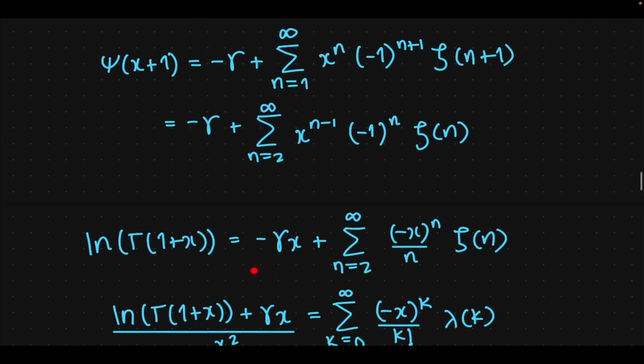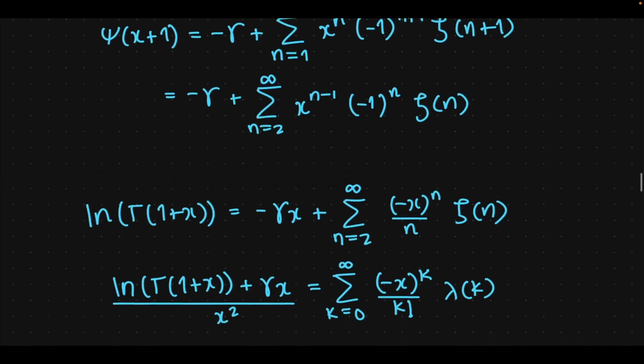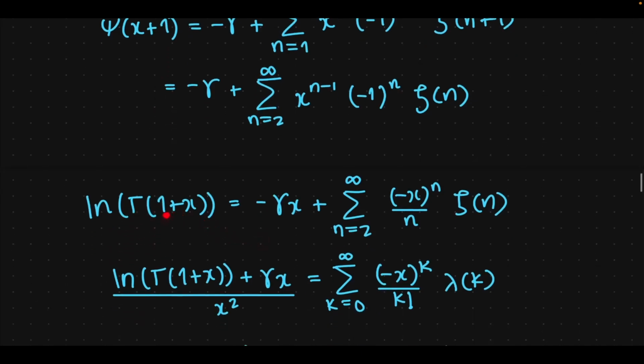And we also know this, integrating both sides, because the digamma is just the derivative of the natural log of gamma. So we can just take the antiderivative on both sides. Natural log of gamma of 1 plus x equals minus Euler-Mascheroni times x plus sum from n equals 2 to infinity minus x to the n over n, Riemann Zeta of n.